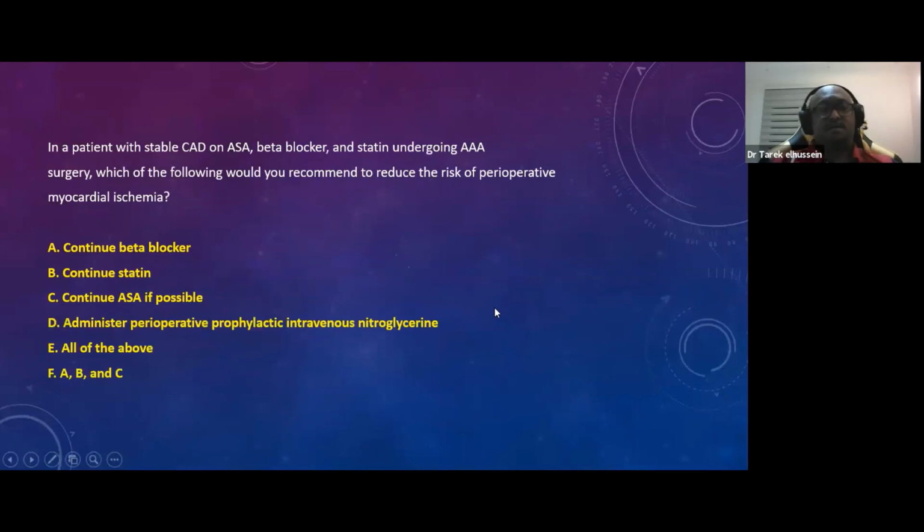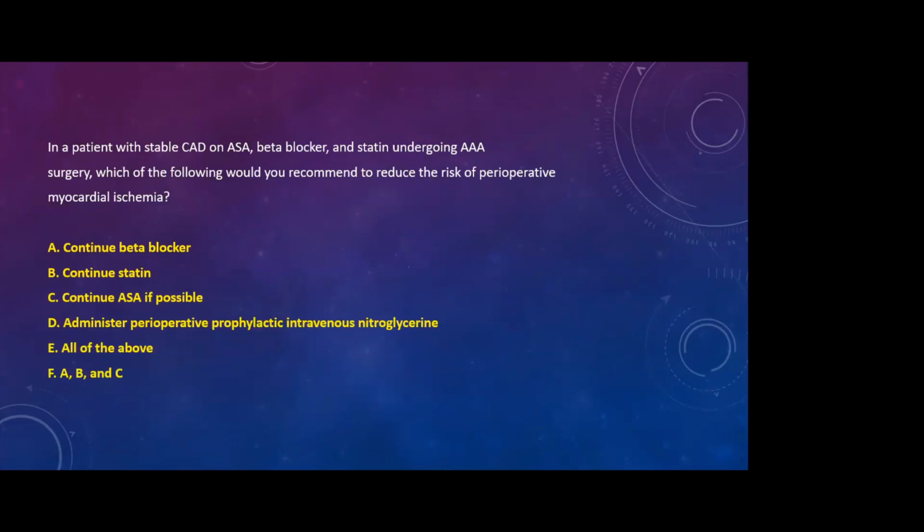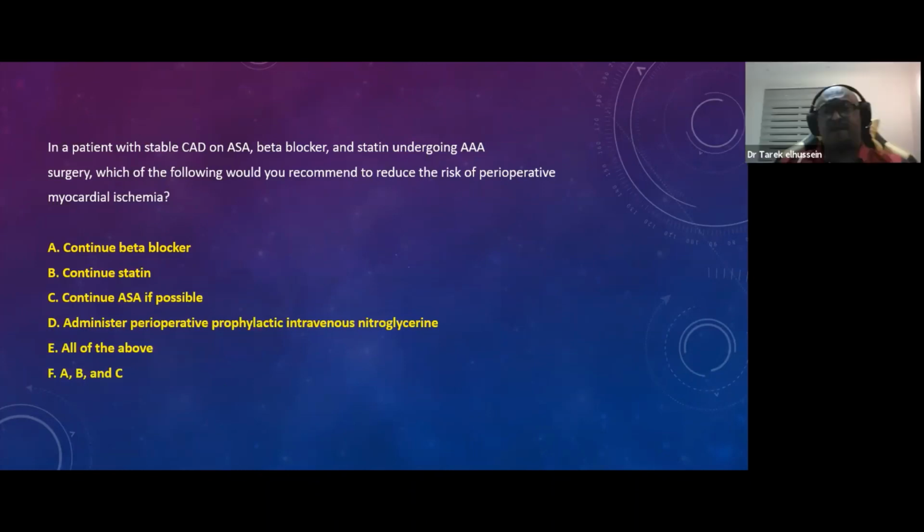In a patient with stable coronary artery disease, who's been on aspirin, beta blocker, statin, undergoing AAA surgery, which of the following would you recommend to reduce risk of perioperative myocardial ischemia? Continue beta blocker, continue statin, continue aspirin if possible, administer perioperative prophylactic intravenous nitroglycerin, all of the above, A, B, and C. So we have F, one response. Come on, guys. A, F, F. The correct answer is F.